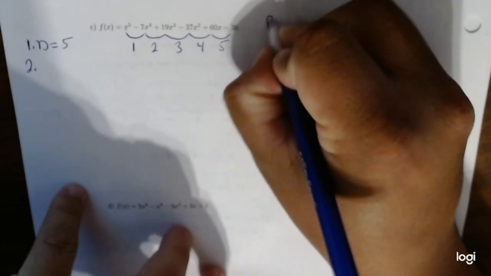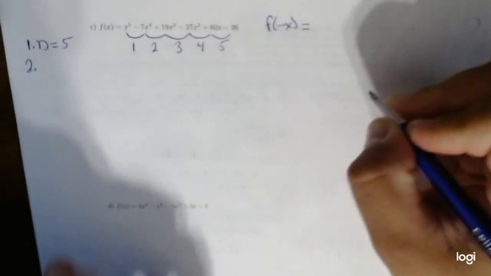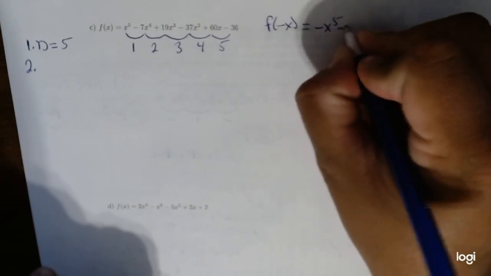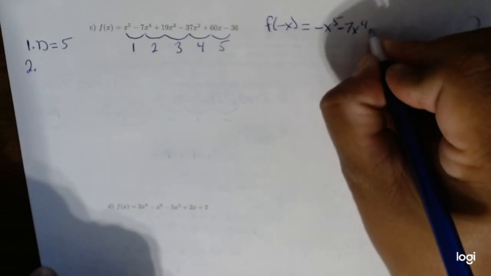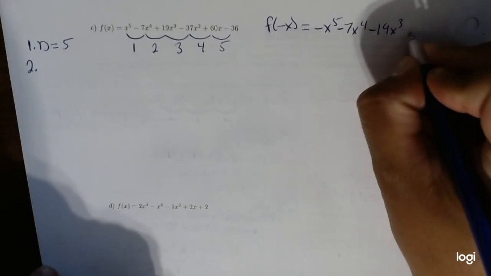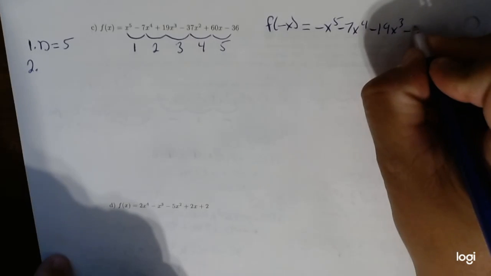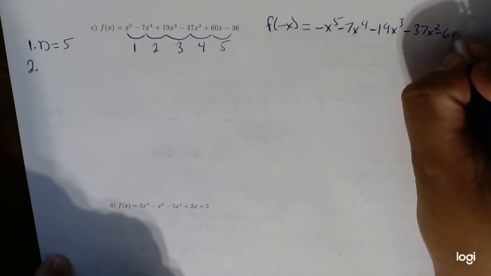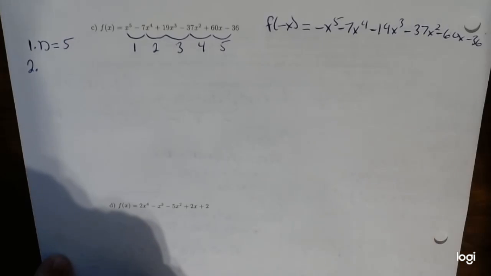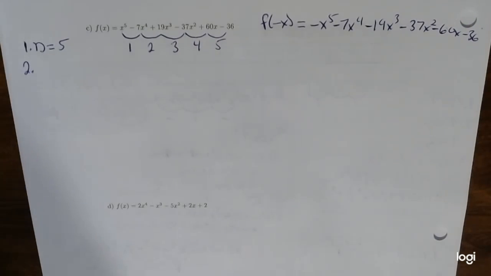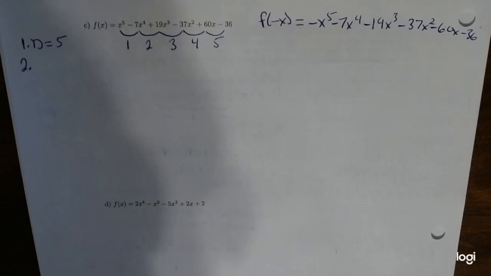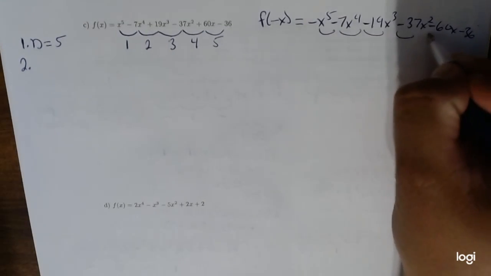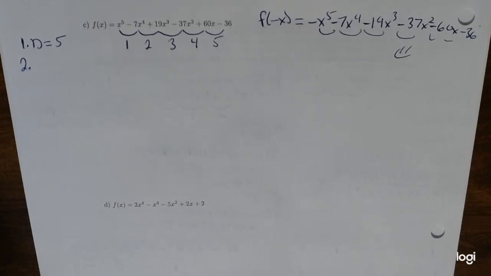So f of negative x would look like this, right? So odd means flip. Even stays the same. So this one flips. Even stays the same. Odd flips. And that stays the same. So notice this one has no sign changes. They're all negative, which is kind of great news, right, when it comes to it.